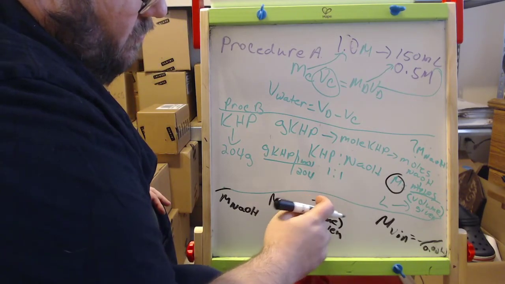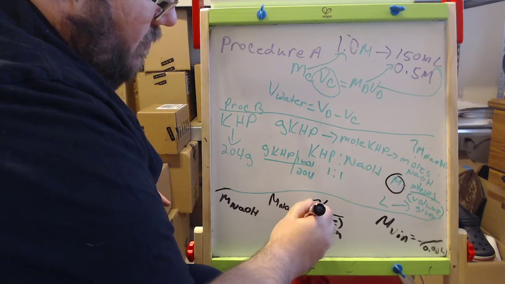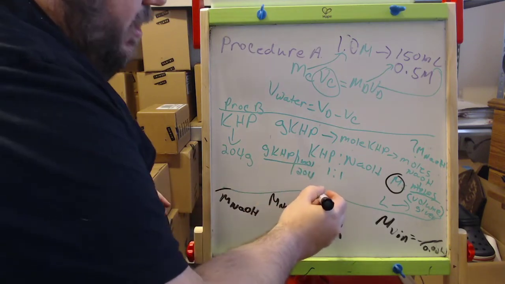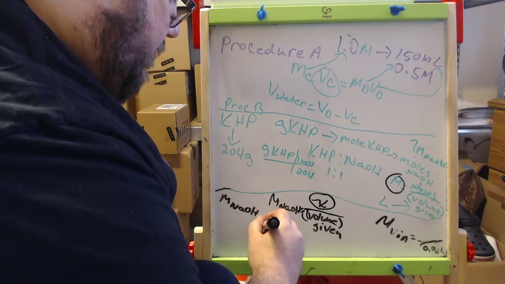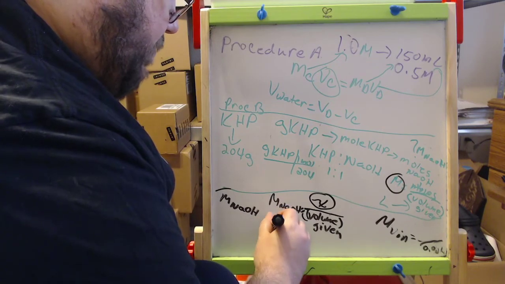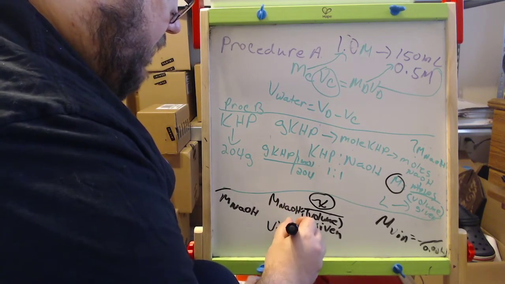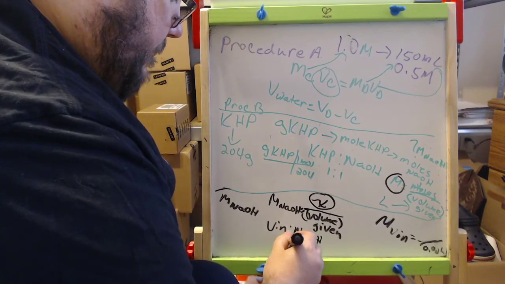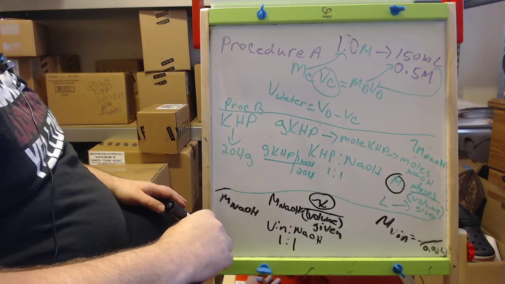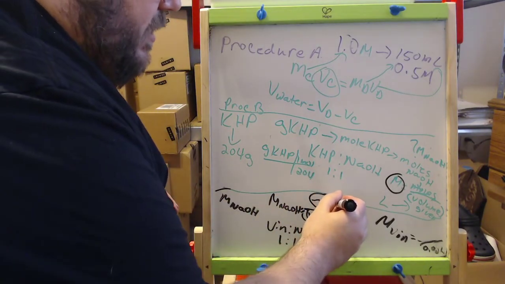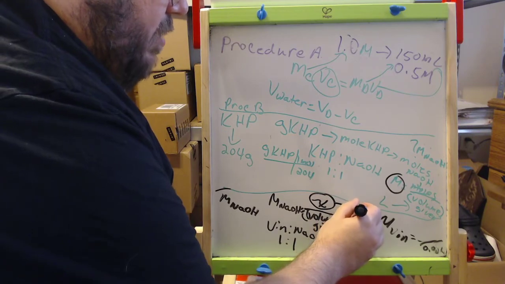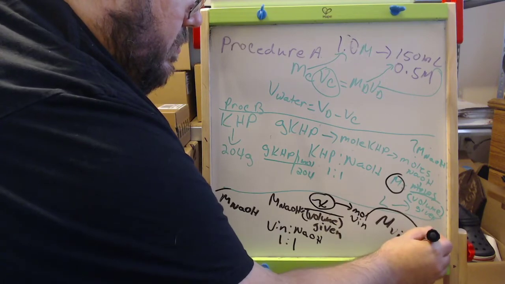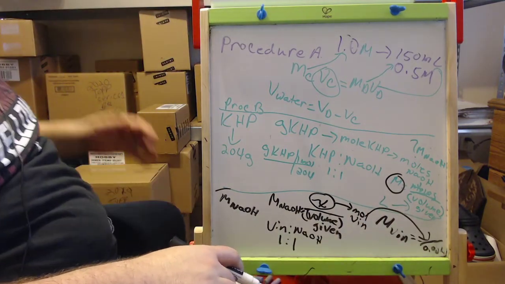You're going to solve for the moles of sodium hydroxide. The relationship between vinegar and the sodium hydroxide is 1:1. So whatever my moles of NaOH is, they are my moles of vinegar. And I put it in there to solve for the molarity.